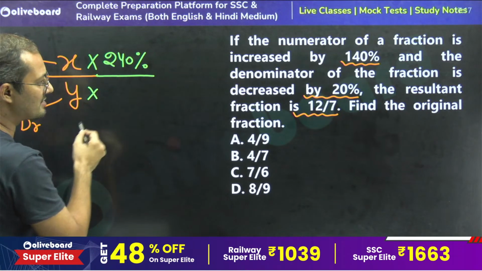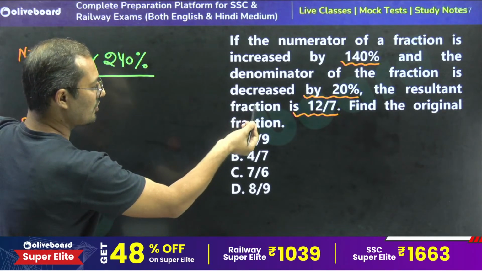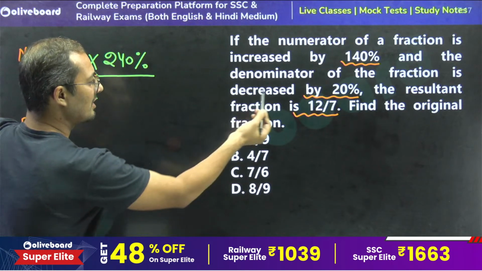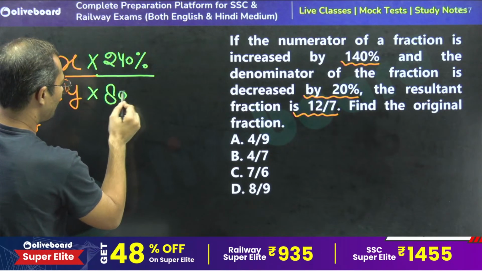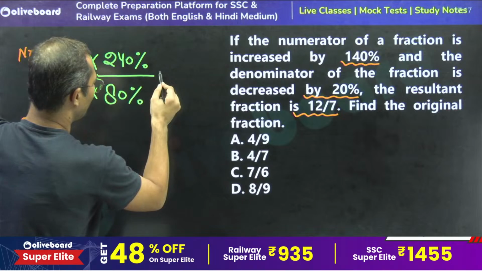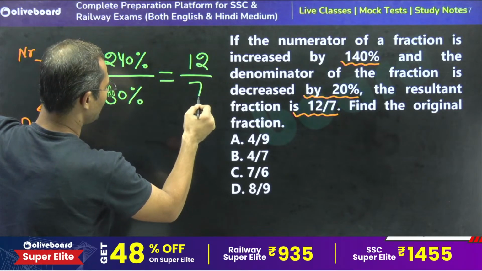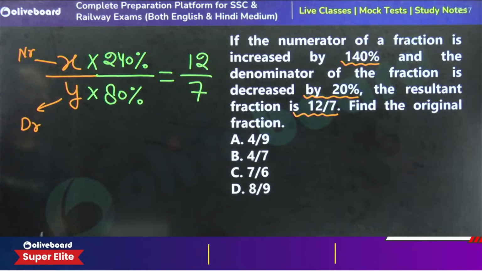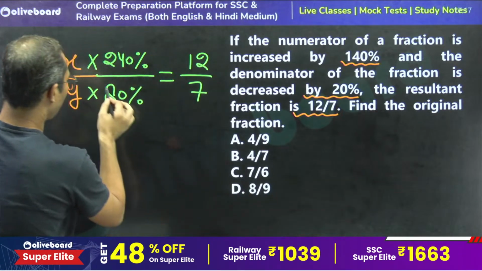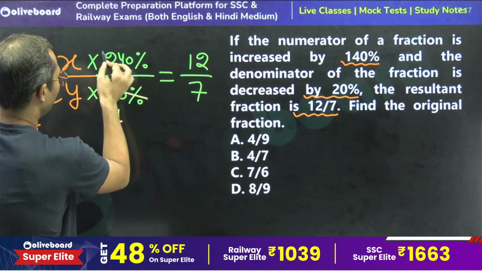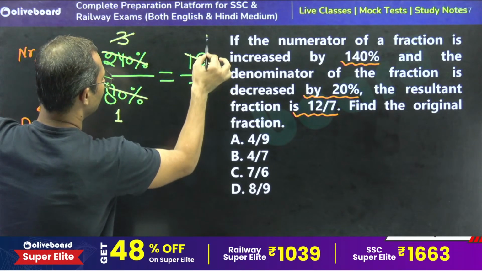And the denominator is being decreased by 20%, right? Here the question is saying the denominator is being decreased by 20%. It means it is becoming 80% of itself, right? So directly we can say that this is going to be equal to 12 by 7, right? So this 80% is cancelled one time and this is cancelled 3 times, right? So by 3 this is going to be 4 times, right?